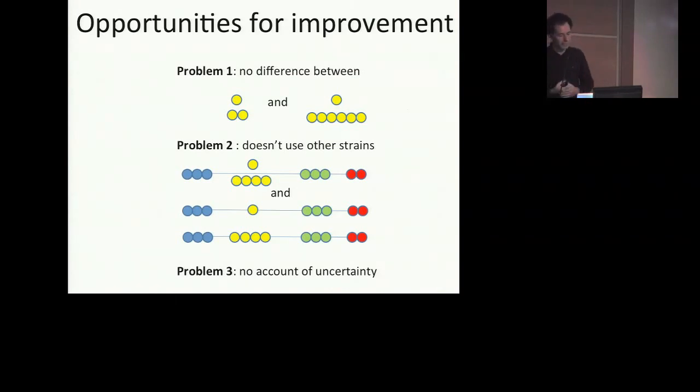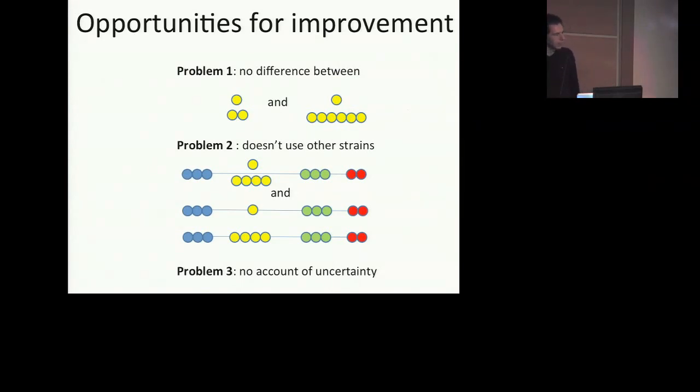The third problem is that it's not accounting for any uncertainty that we might have, so we make a hard call, right? It's either clonal or it's mixed. And in reality, we would like to be somewhere in between when there's reason to be somewhere in between.